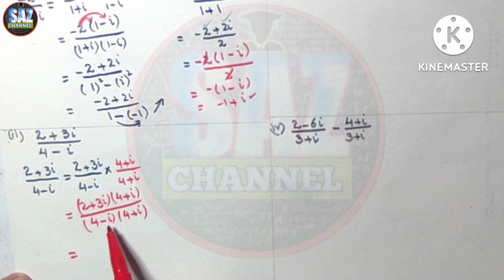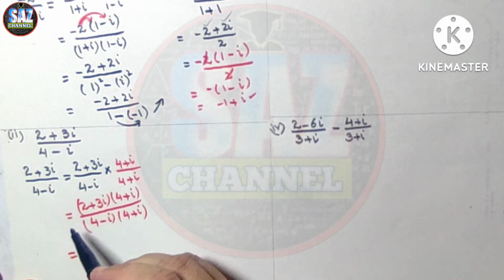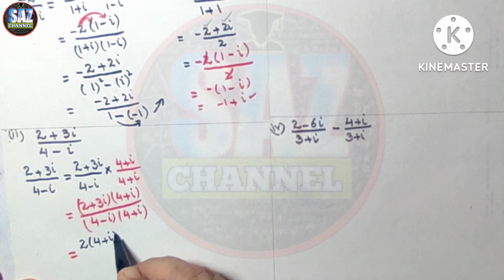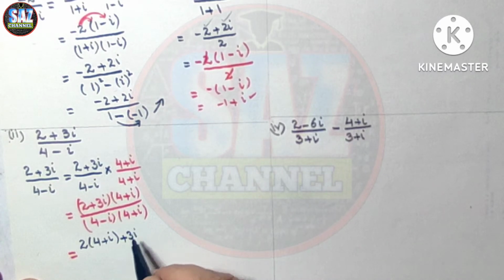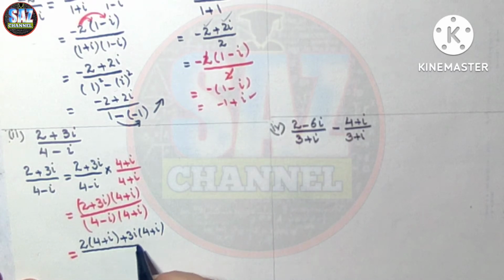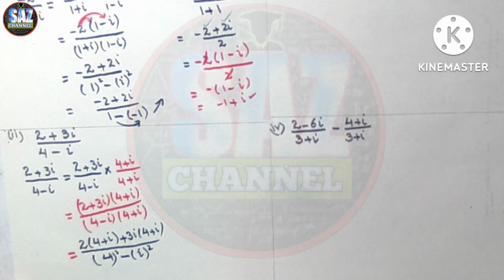a minus b, a plus b, again the application of the identity difference between two squares, and now in the numerator what we have to do, we have to apply distributive property: (2 + i)(4 + i) + 3i(4 + i) upon 4 square minus i square.